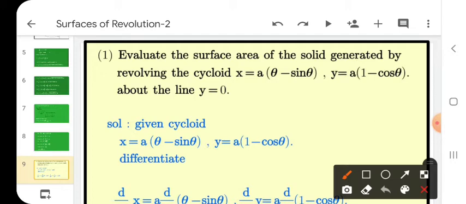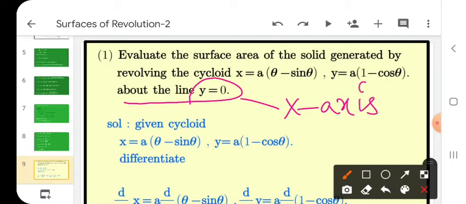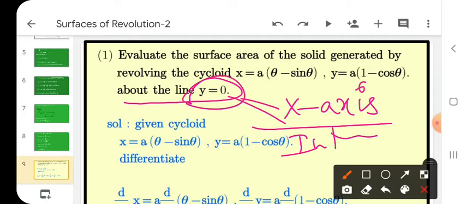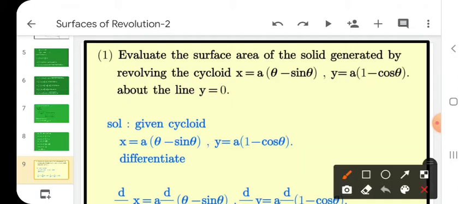And it revolves about the line y equals to 0. In which axis the y value is 0? X axis. So, this means x axis. X axis or initial line or y equals to 0. Okay, these three are same. X axis, initial line and y equals to 0. In which axis the value of y is 0? X axis. So, about x axis we write x axis and parametric form equation.